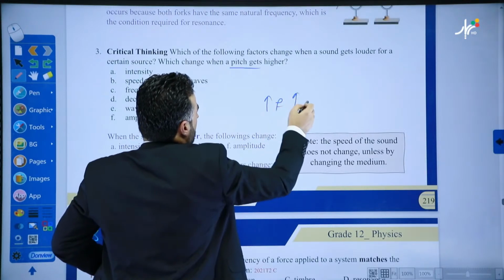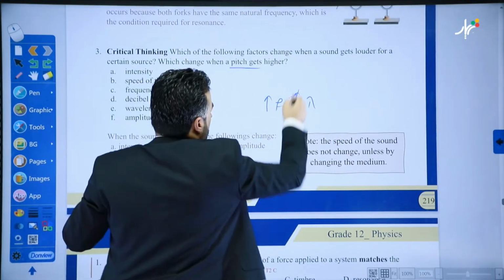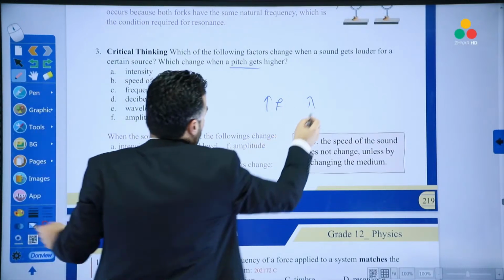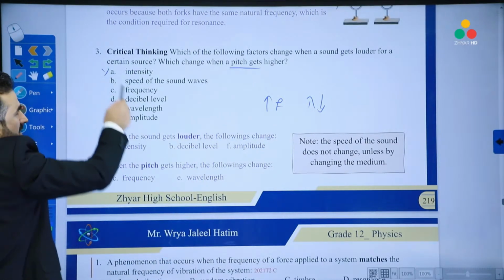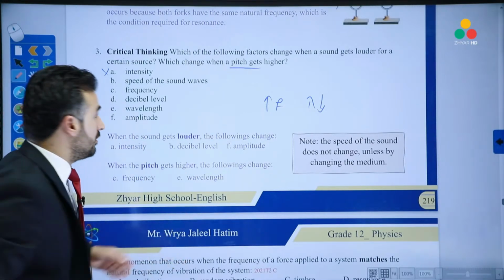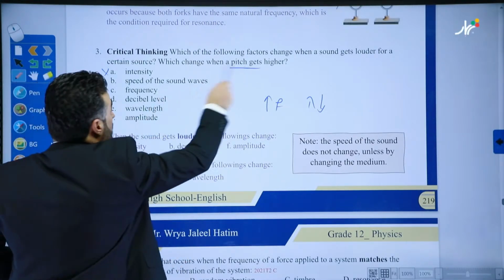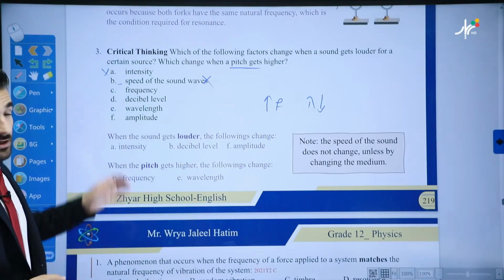If the frequency is higher, what do you think will happen to the wavelength? The wavelength would get lower in this case, because these two are inversely proportional. So let's take a look. Will the intensity change? No. What about the speed? Remember, since it is the same medium, the speed will not be affected in either case. So the speed is not going to change under these conditions at all.